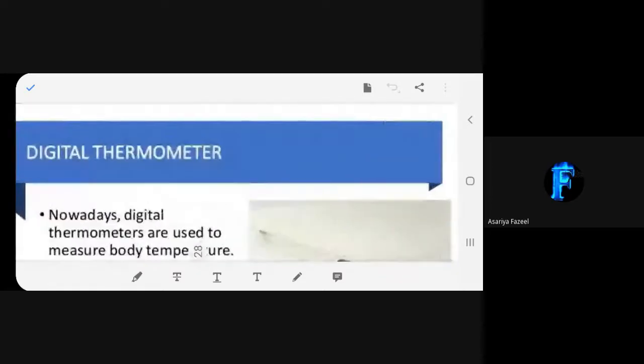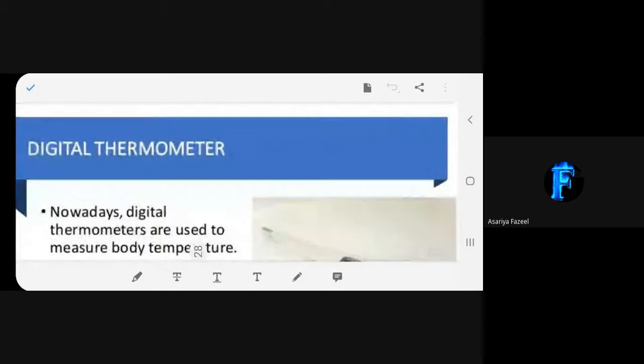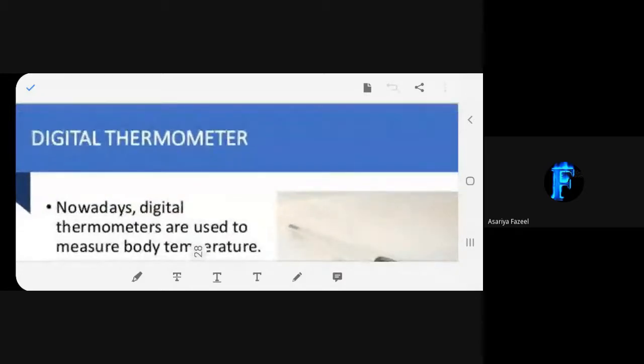Now we come to the next thermometer, which is known as the digital thermometer. What is the name of it? Digital thermometer. So what we have done so far, can you tell me one by one? Which is the first one?